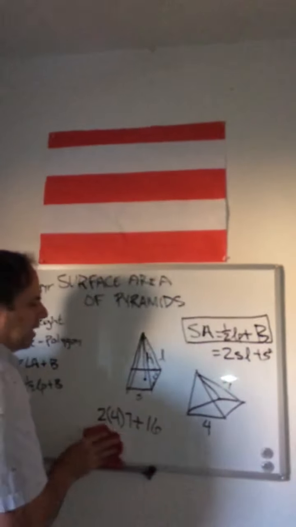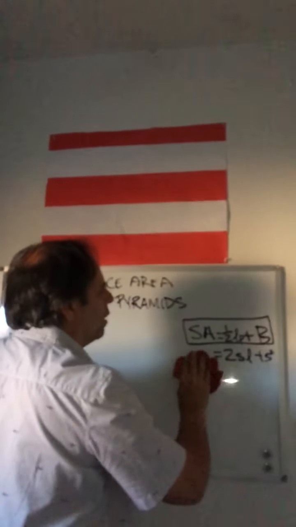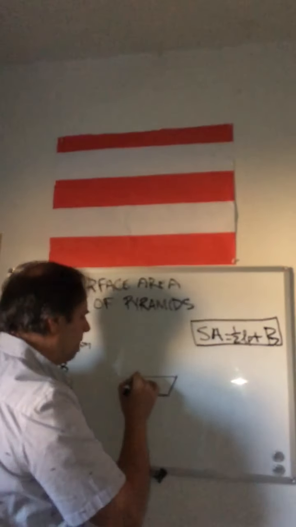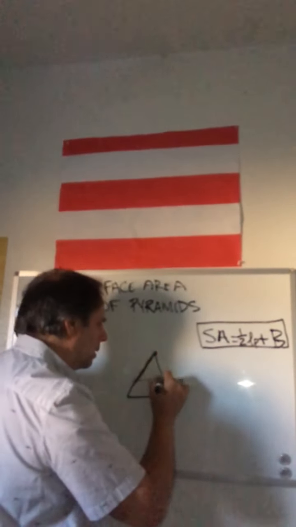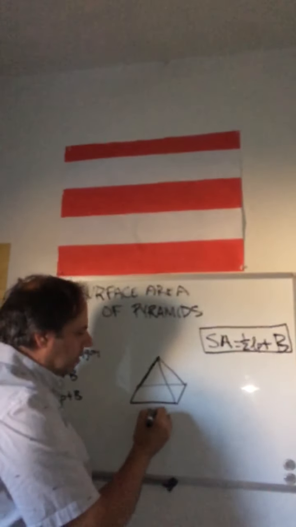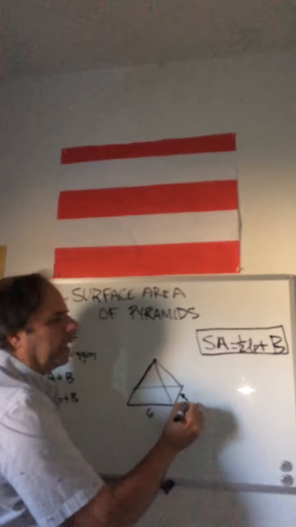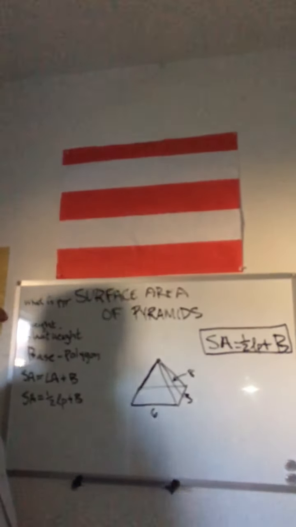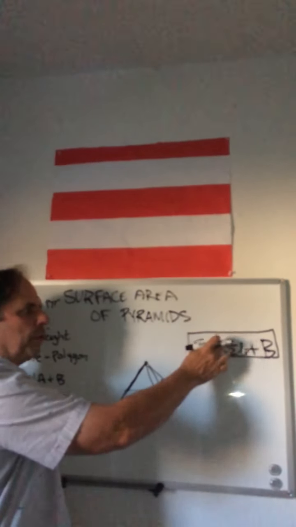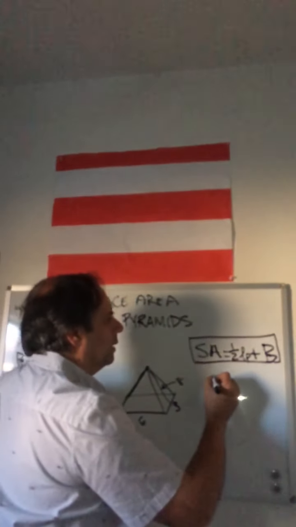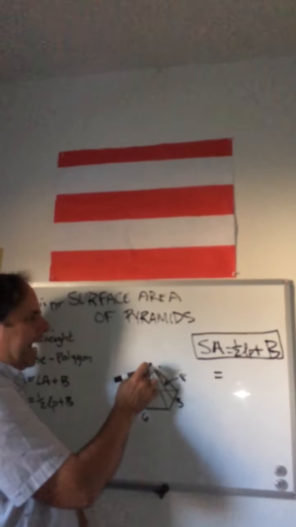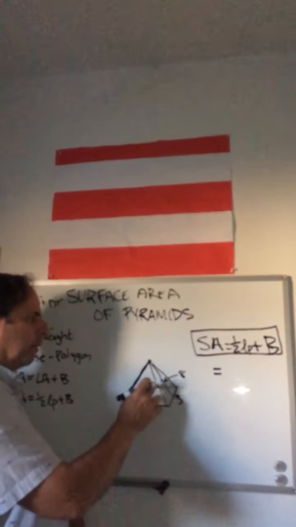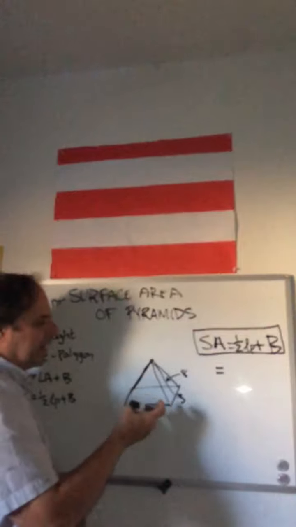Okay? Let's try it with a different type of pyramid besides a square pyramid. What if we have a rectangular pyramid? And this rectangle's dimensions are 6 by 3, and the slant height is 8. Well, to find the surface area, we feed it into this formula. So the slant height is 8. We'll go ahead and multiply that by 1/2 and get 4. And then the perimeter is going to be 6 plus 3 plus 6 plus 3. 6 plus 3 is 9. Do it again. That's 18.